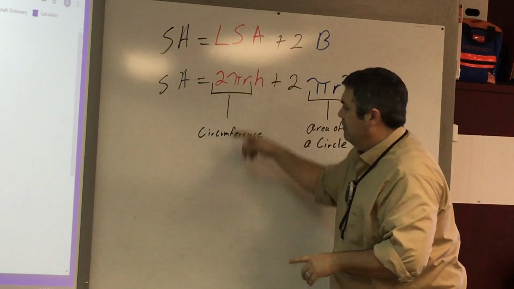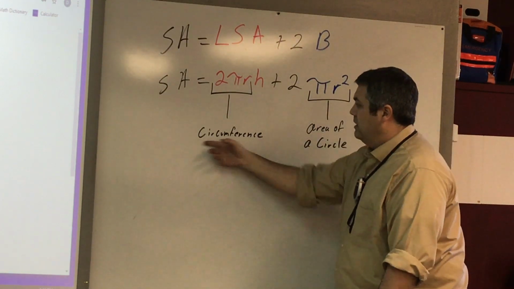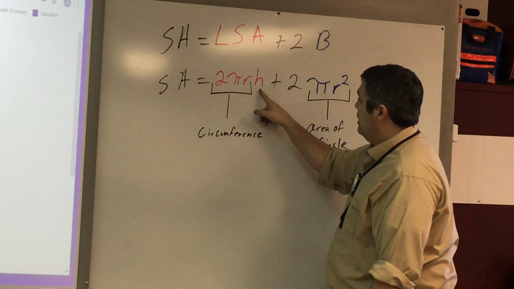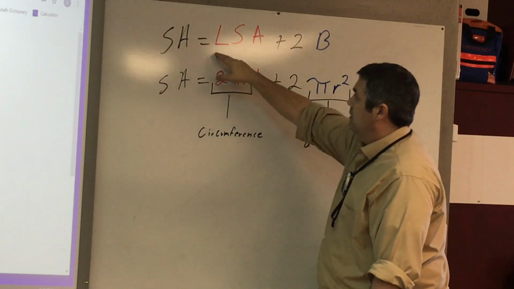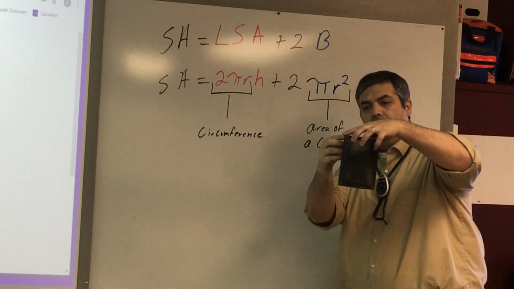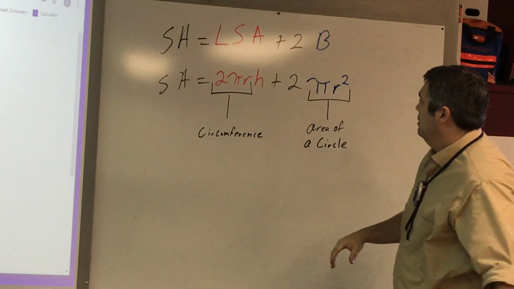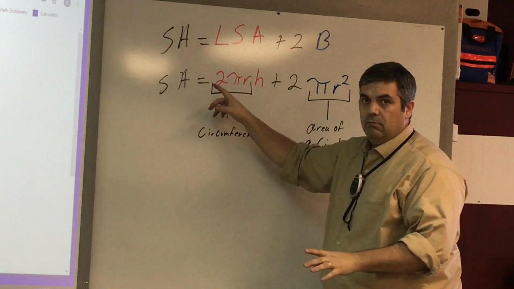Well, that right there, that's circumference. That's your circumference, right? Times your height. Well, this right here is your lateral surface area. That part of this formula is talking about all of this right here. That's what it's talking about. All right, so we have that, okay?